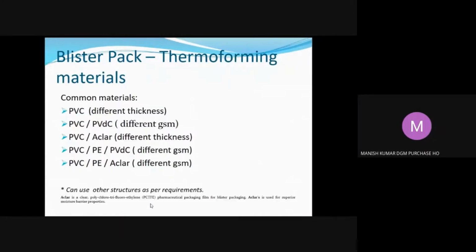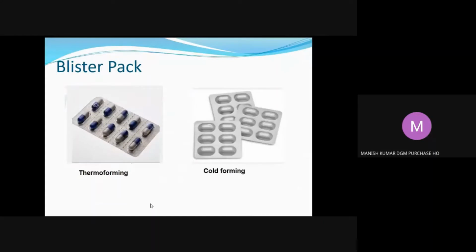So the common structure for the thermoforming material is PVC, PVC coated with PVDC. It comes in different GSM: 40 GSM, 60 GSM, 90 GSM, or 120 GSM, or you can make it as per the barrier property required. And you can use PVC coated with Aclar also if you need a very good barrier property, but it is a very costly material. So people use it for export packing, and it gives very good transparency.